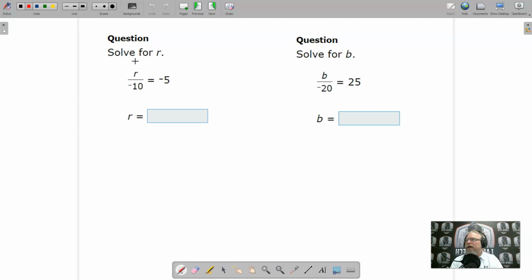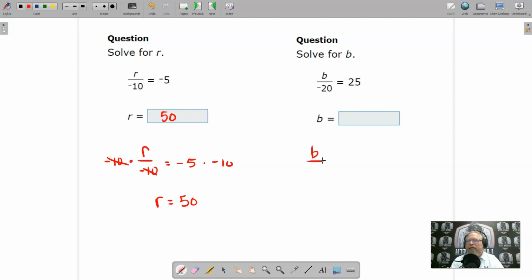Here we have R over negative 10, or R being divided by negative 10, equals negative 5. So R is tied to the negative 10 through division. The opposite operation is multiplication. We're going to multiply by the very number we wish to get rid of, and what we do to one side, we're going to do to the other. So the negative 10s will cancel each other out, leaving us with R, and negative 5 times negative 10 is going to be a positive 50. Right? Negative times negative equals positive.